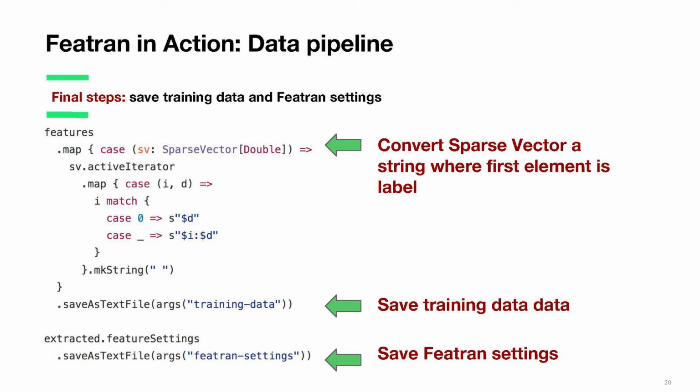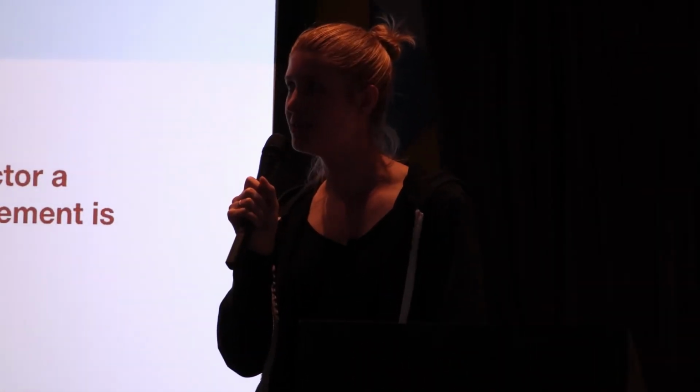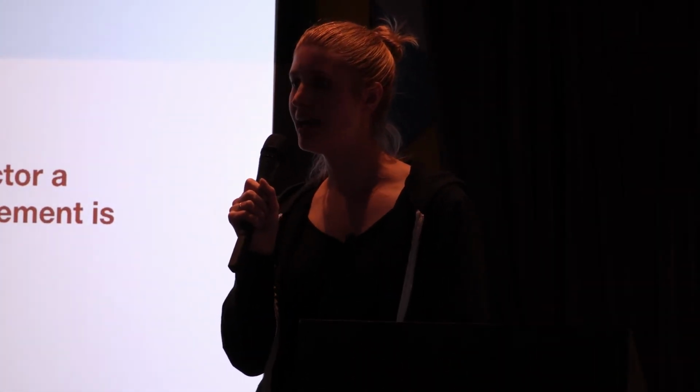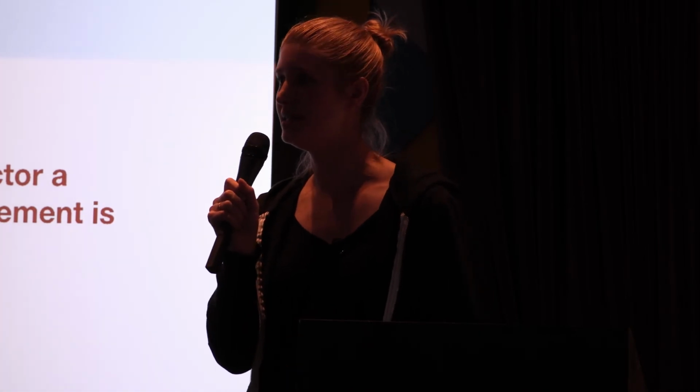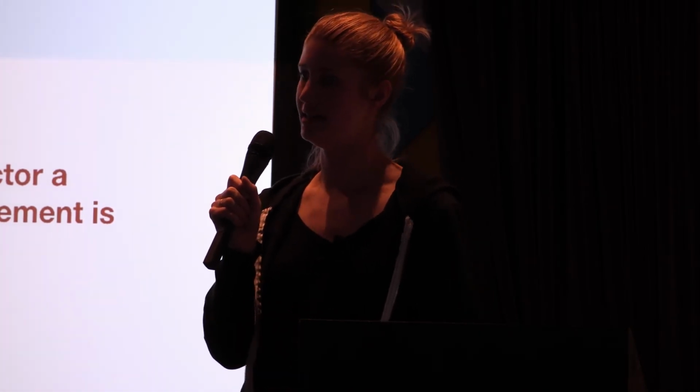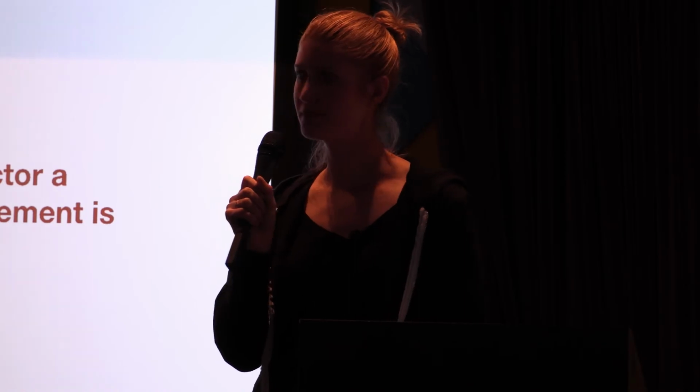And then the final step is just saving the training data along with the Featran settings. So in our case, we wanted to convert the sparse vector to a format that could be easily read during our model training, which was to just save it as a string. And then also, we'll save the training data, of course. And then finally, save the Featran settings, because in the end, we're going to want to recreate these vectors using the same process within the service.